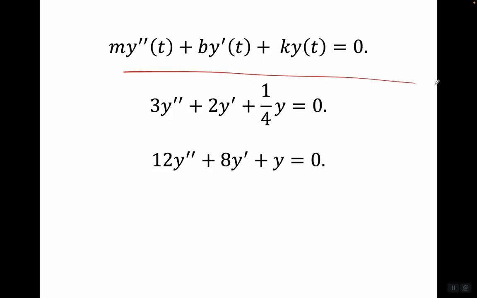Okay, we were given this differential equation earlier. We're told that the mass is 3 kilograms, b, that damping constant, is 2, and k, the spring constant, is 1/4. So this is our differential equation. I don't want to deal with fractions. We're just going to multiply everything by 4 and get 12y double prime plus 8y prime plus y equals 0.